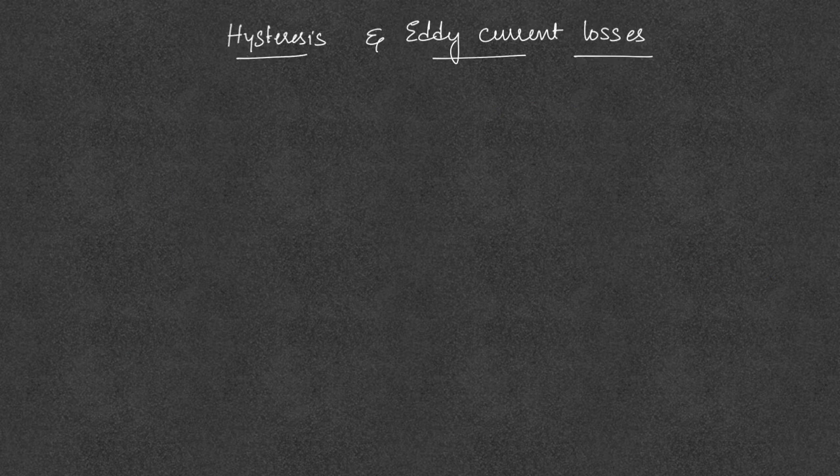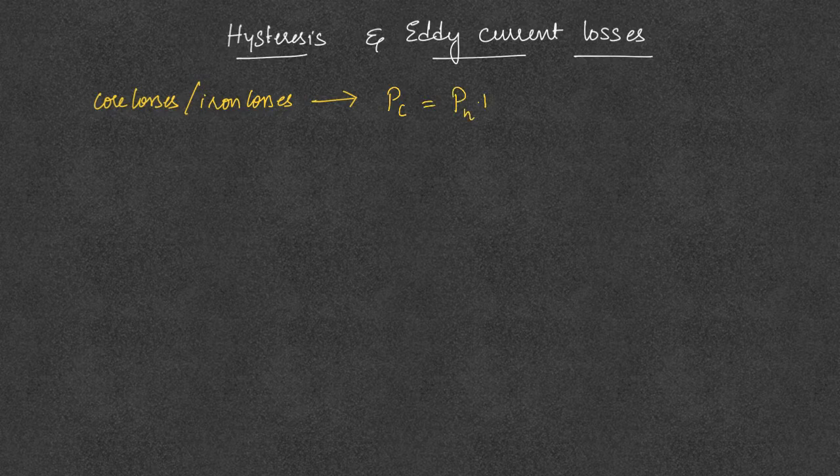So the hysteresis and the eddy current losses form the core losses, or also called iron losses, which are constant with respect to the load, that is they do not change with the load. So the core losses is equal to the hysteresis plus the eddy current losses. Now this hysteresis loss is denoted by PH. So this is given by KH into F into Bm to the power x.